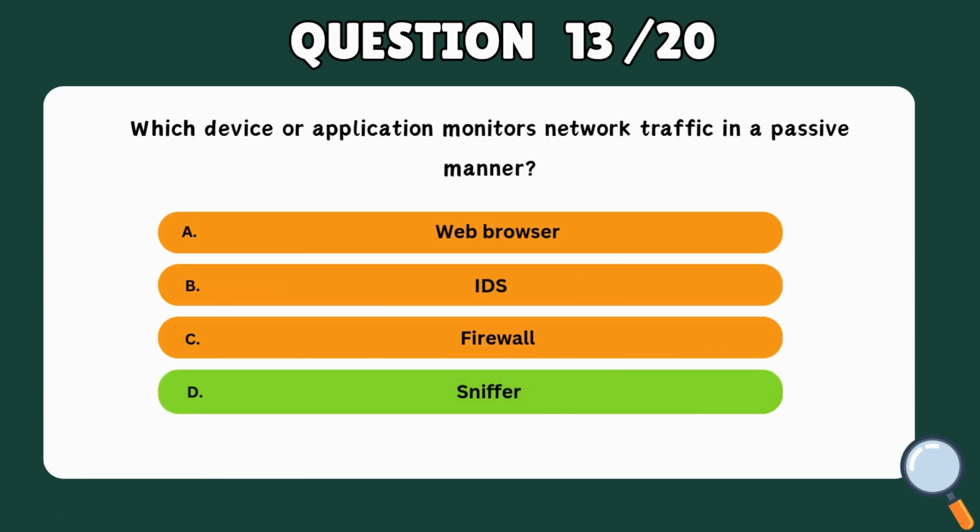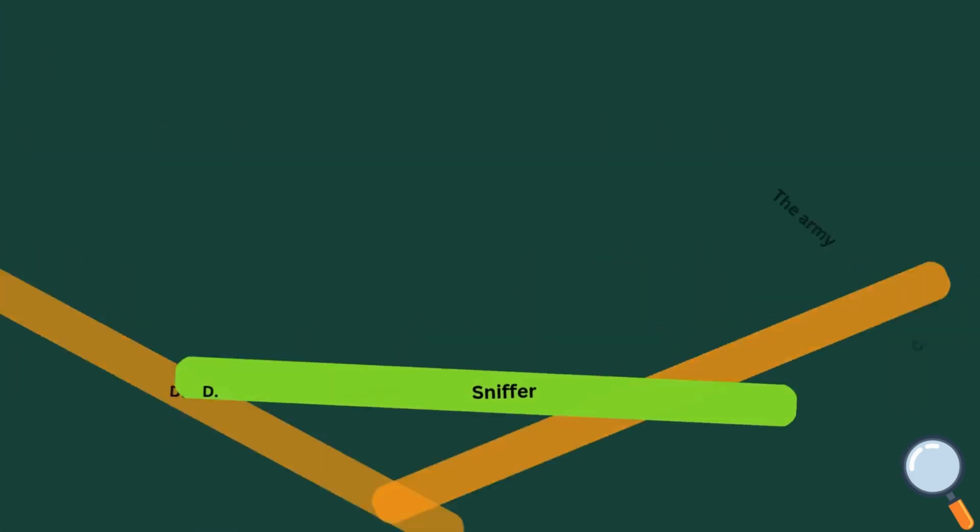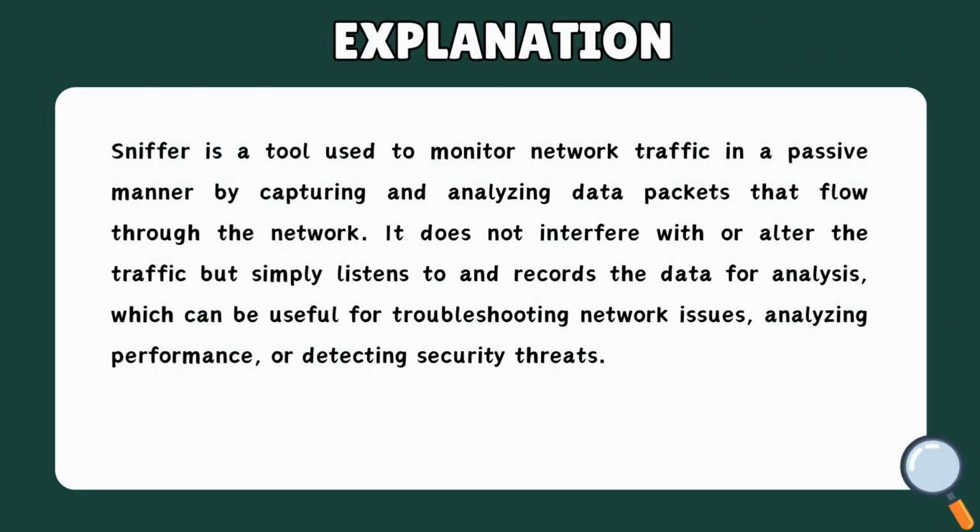Correct answer. D. Sniffer. Sniffer is a tool used to monitor network traffic in a passive manner by capturing and analyzing data packets that flow through the network. It does not interfere with or alter the traffic, but simply listens to and records the data for analysis, which can be useful for troubleshooting network issues, analyzing performance, or detecting security threats.